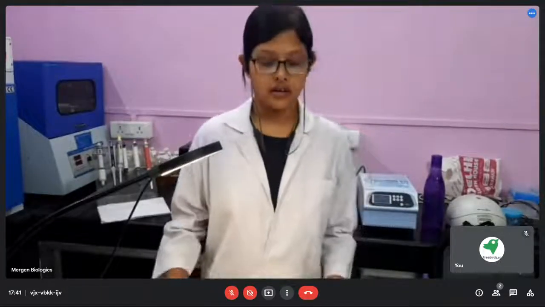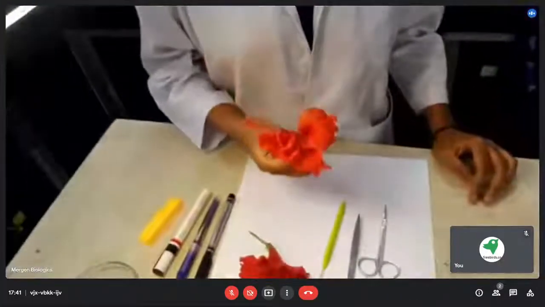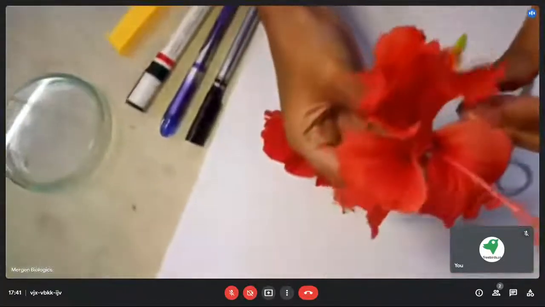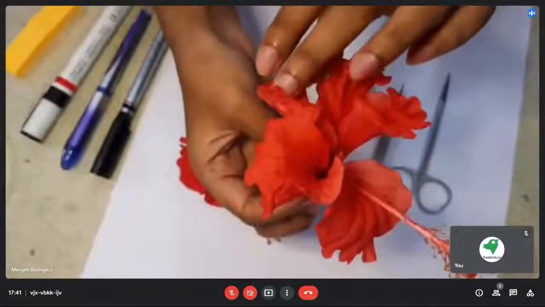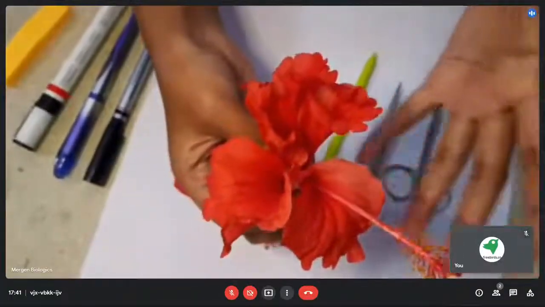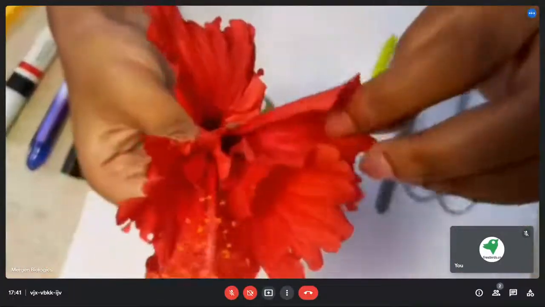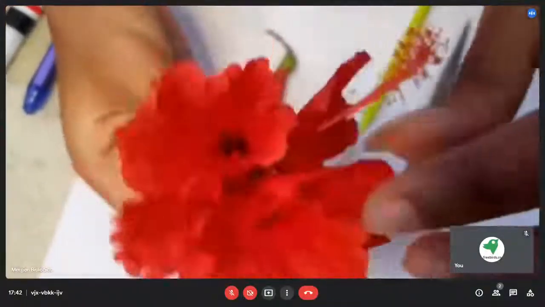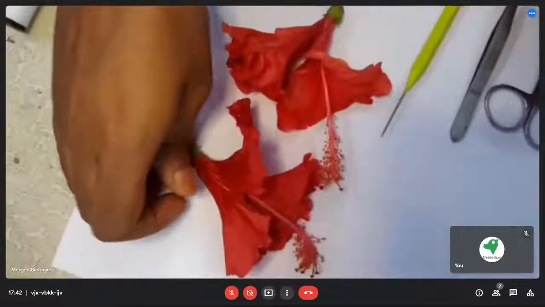So for the flower dissection part, I have taken a very common flower found in almost every household. That is the China rose, or the scientific name is hibiscus. It has different species which come with different petal colors. The one I have selected today is this. This is very common in every household. You can get this very easily. So I have chosen this flower.